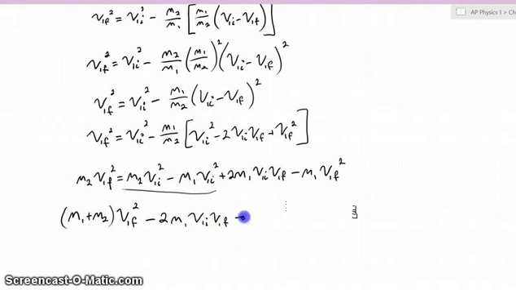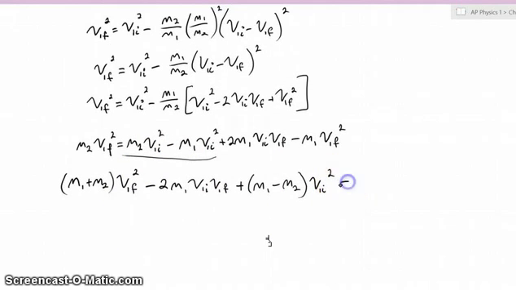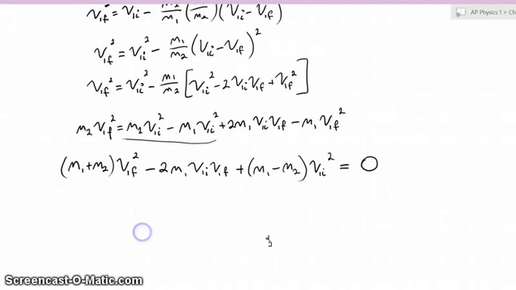So I'm going to move them over, and let's put m1 first, since when that goes over it'll be plus. So we'll have plus m1, and then this will be minus m2 times v1 initial squared. Now we've moved everything over to the left, so that's equal to 0. Now we're ready to solve our polynomial.